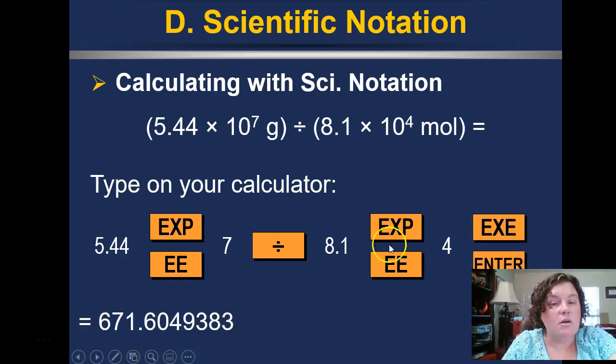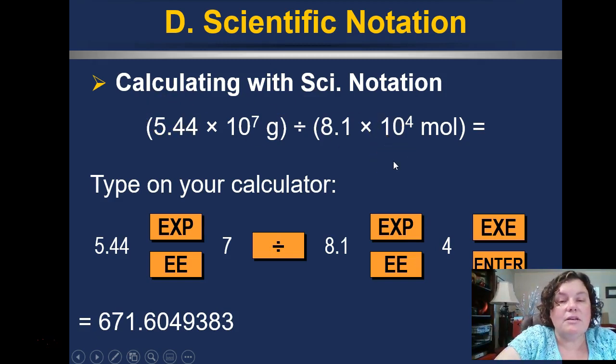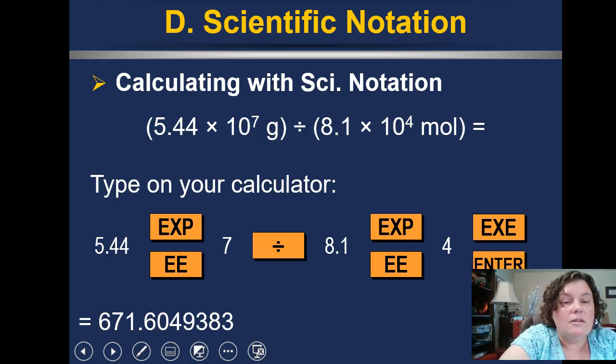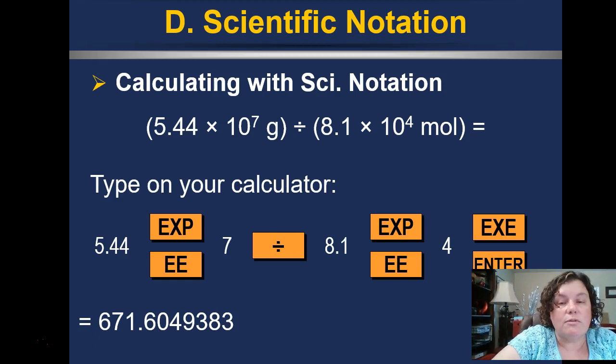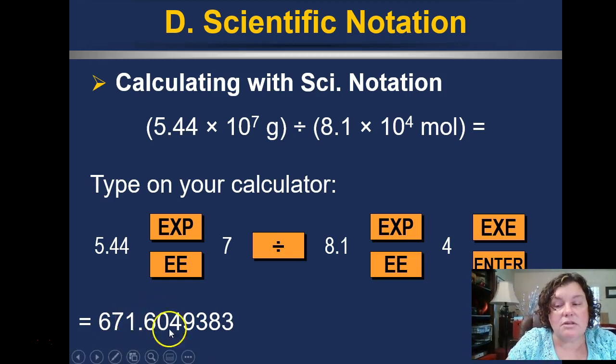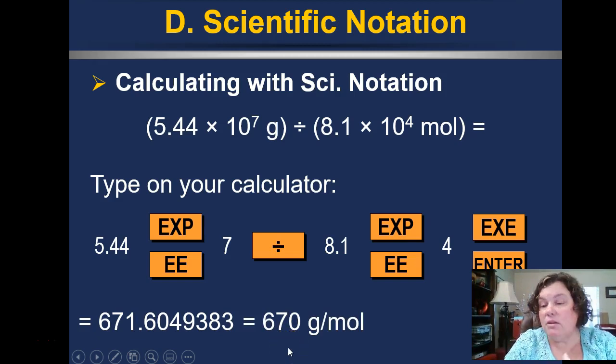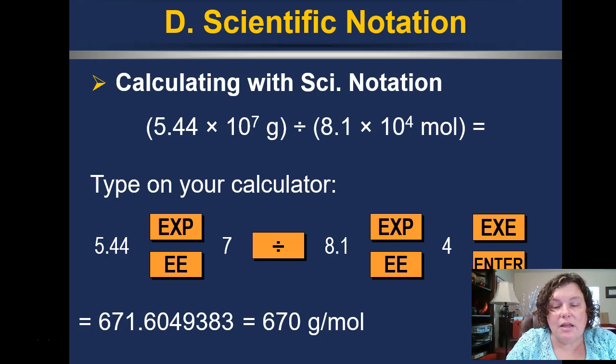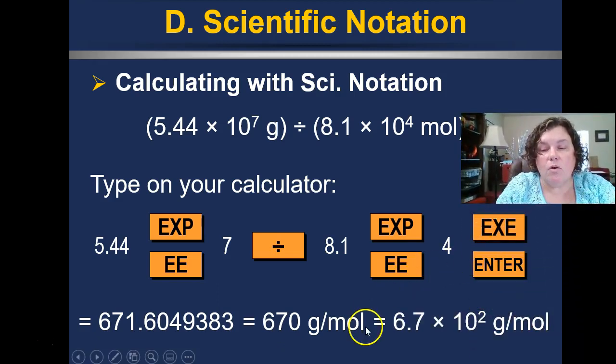You're going to get a very large number, but again, just like with significant digits, we look for the smallest number. We do not count our times 10 to the. That does not count. This one has 3 significant digits, 5.44. 8.1 has 2 significant digits. Our answer has to be in 2 significant digits. So there's 2 ways that we could do this. We could either call it 670 with no decimal, because then the 6 and the 7 count as our number, or we can go ahead and move our decimal. If our decimal's here at the end, we're going to move it 2 places to the left. So we're going to put 6.7 times 10 to the second grams per mole.